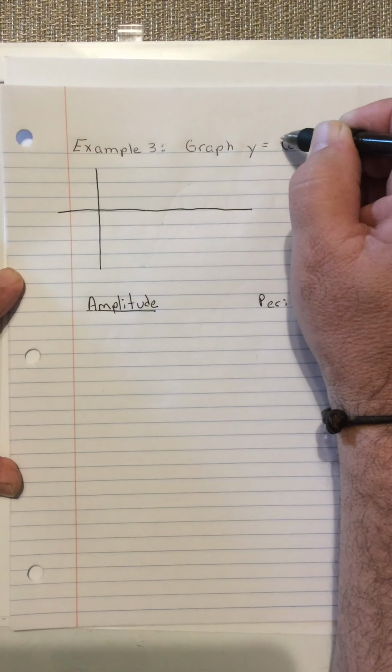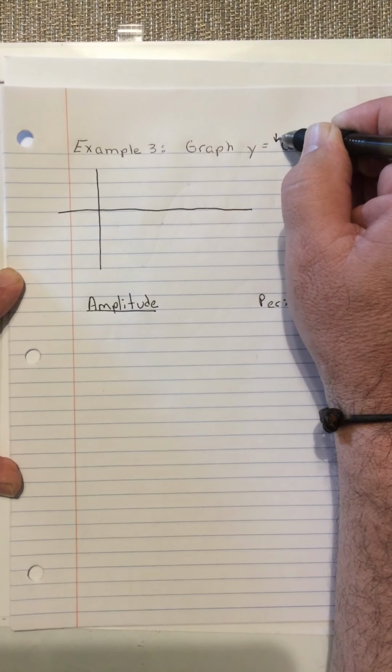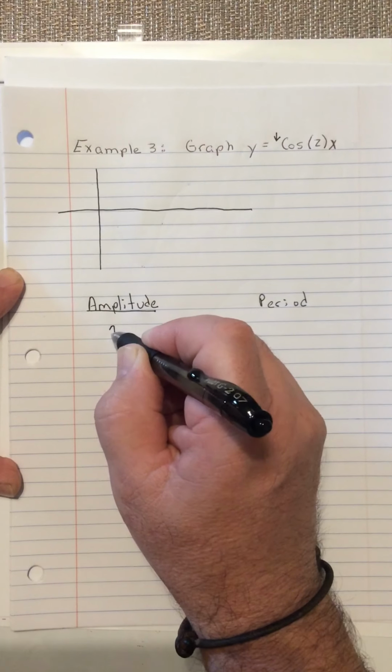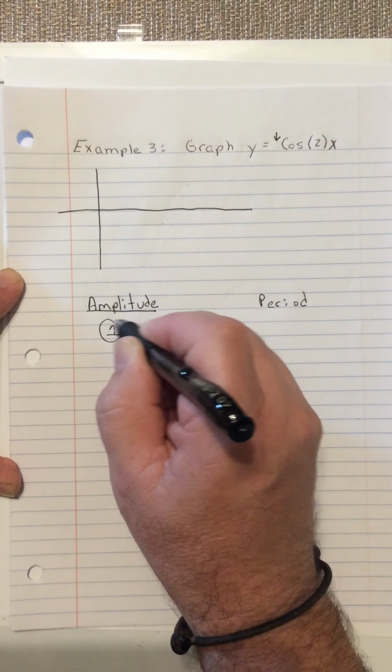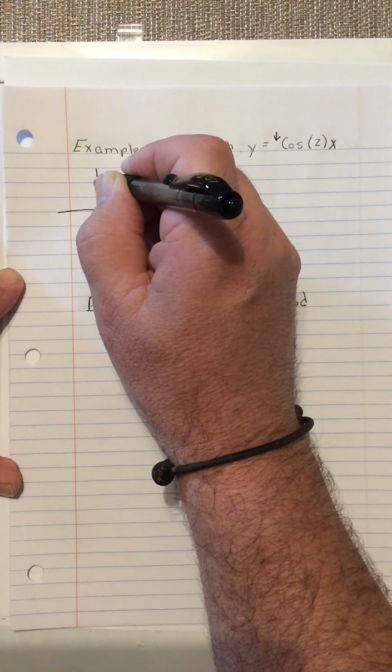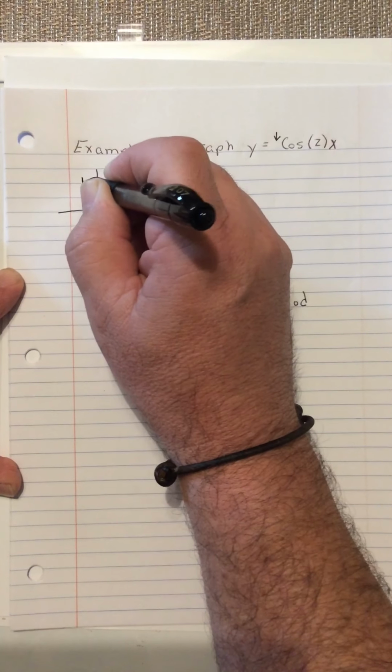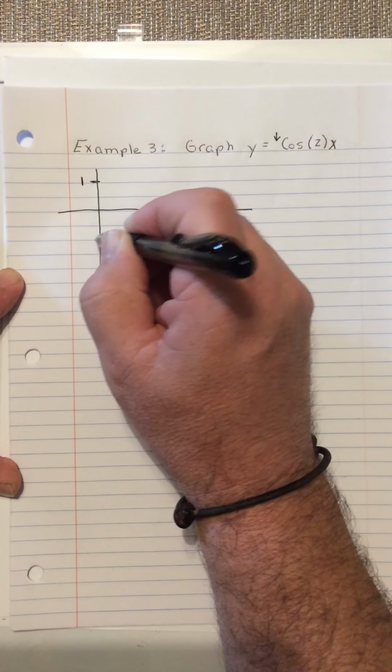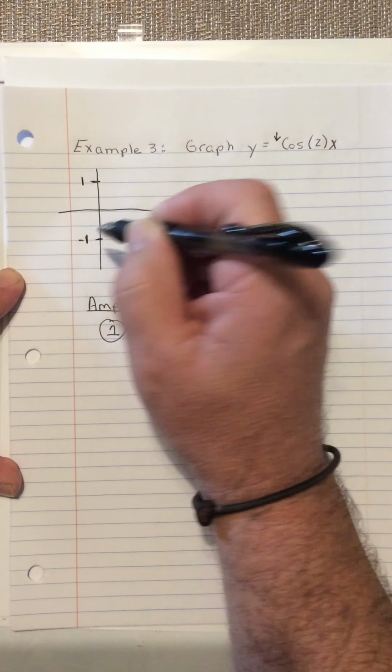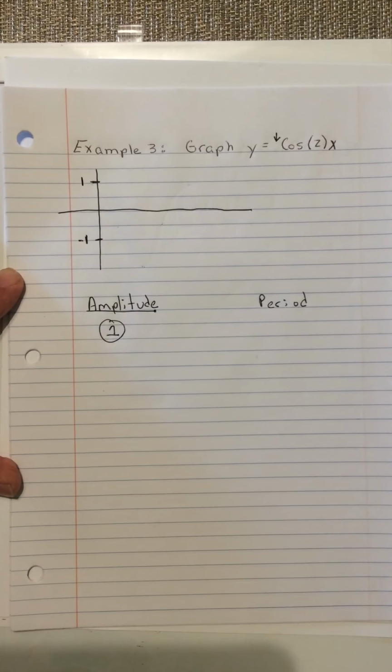For amplitude, we look at this number. That's A. That number is 1. So the absolute value of 1 is 1. So my amplitude is 1. So I'm going to just come out here and mark 1. And in the same distance from its axis, I'm going to mark -1 because that's the amplitude, up and down.